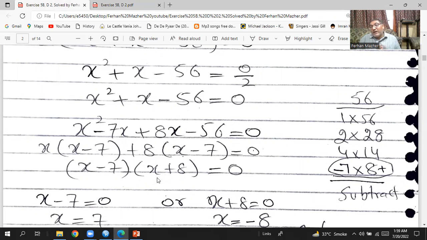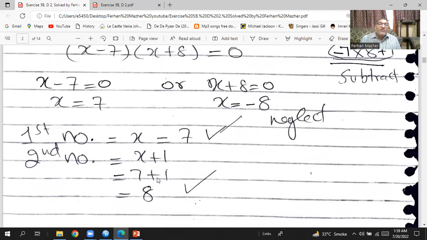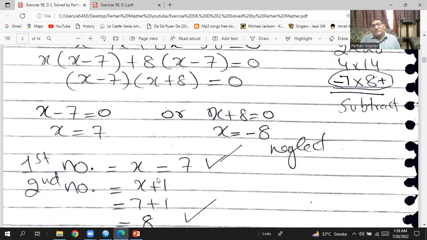So now you have 2 brackets which are multiplying with each other, and their product is 0. So it means that either the first bracket is 0 or the second bracket is 0. So we will make them both equal to 0. x minus 7 equals 0, so x will be 7. x plus 8 equals 0, so x will be minus 8. So we will neglect the negative number. We will take the positive number.